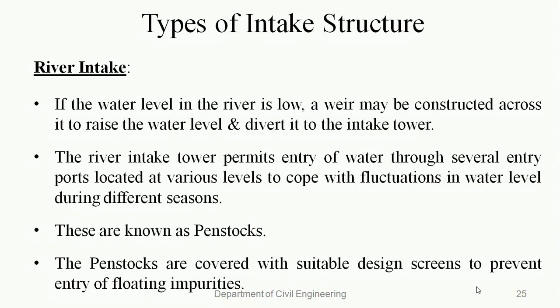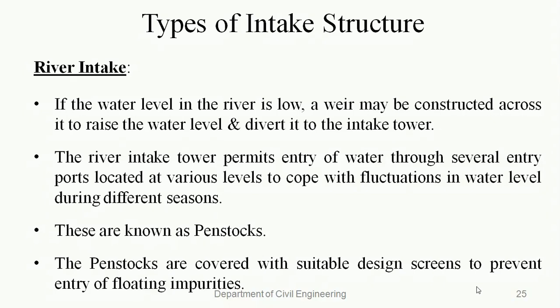The river intake tower permits entry of water through several entry ports located at various levels to cope with the fluctuations of water level during different seasons. These entry ports are known as penstocks. The penstocks are covered with suitably designed screens to prevent entry of floating impurities. This multi-level penstock system is very useful as the water level will rise during the rainy season and will fall to a lower level during the dry summer season.